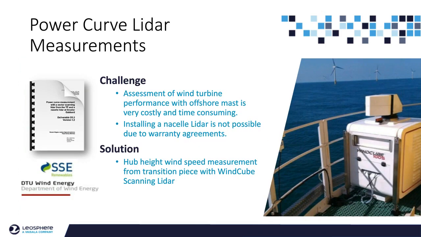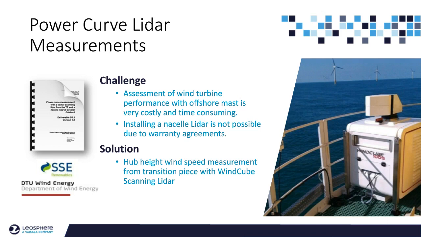Okay, so for the next use case, we're looking at power curve measurement. Operators can face several challenges here. First of all, doing power performance verification offshore can be very costly and time-consuming if there is not an offshore metmast, and installing a nacelle LiDAR might not be an option due to warranty reasons or others. The solution here is to use a scanning LiDAR on the transition piece to do hub height wind measurements.